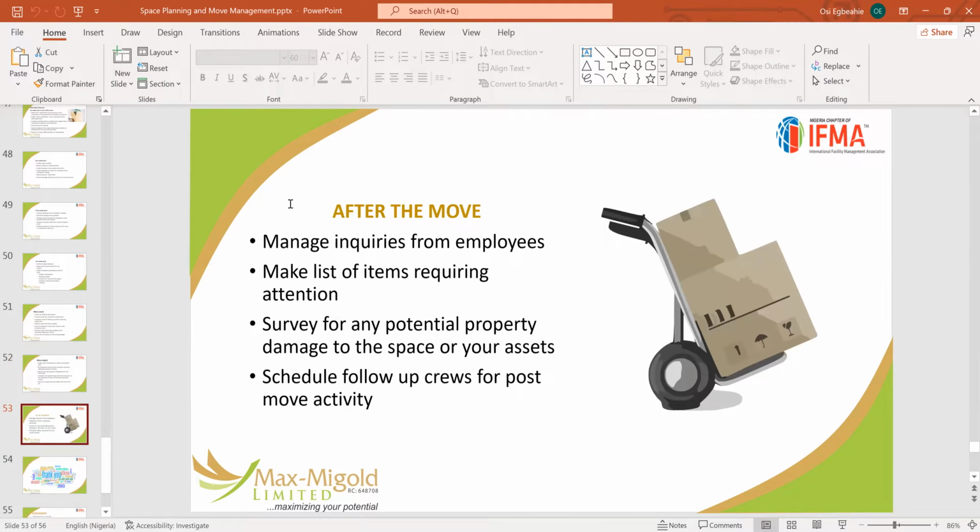Finally, after the move, manage your inquiries from employees. That's normal. Make sure the list of items requiring attention are attended to. Survey for any potential property damage to the space or your assets during the moving process. Schedule a follow-up crew for post-move activity. Post-move activity is almost as important as the move activity itself.